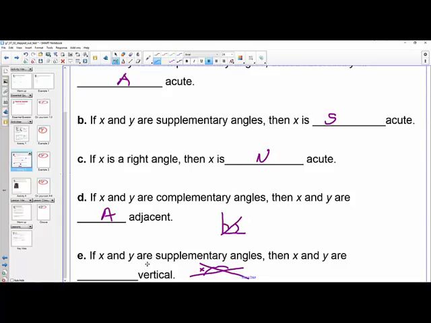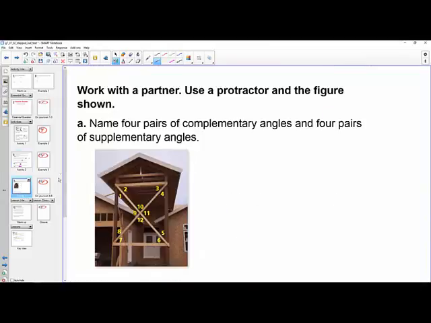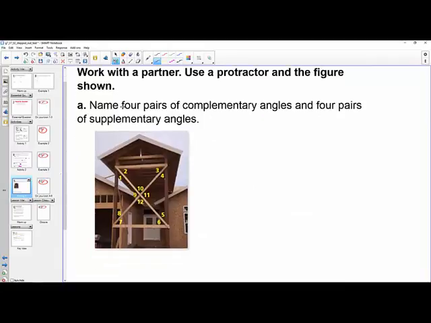Then they are never going to be vertical because it would have to be across from it, right? So then if I look up here, it says use your protractor, name the 4 pairs of complementary angles. Well, the complementary is going to add up to 90. So like 3 and 4, 1 and 2, 8 and 7, and 5 and 6.